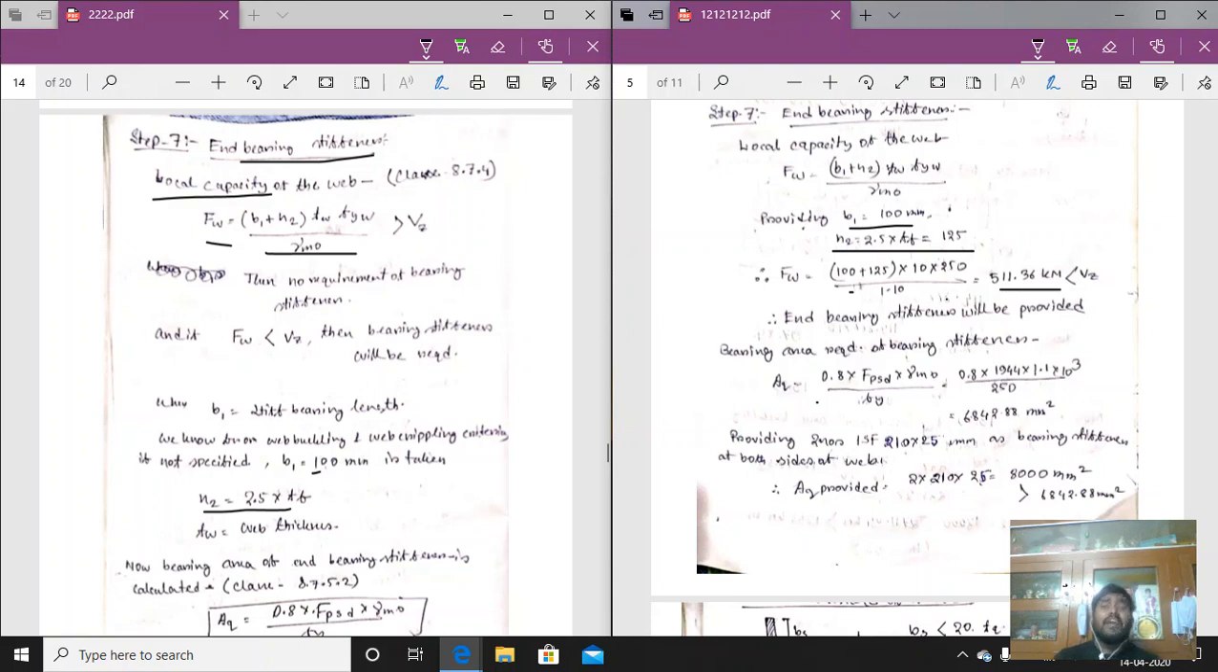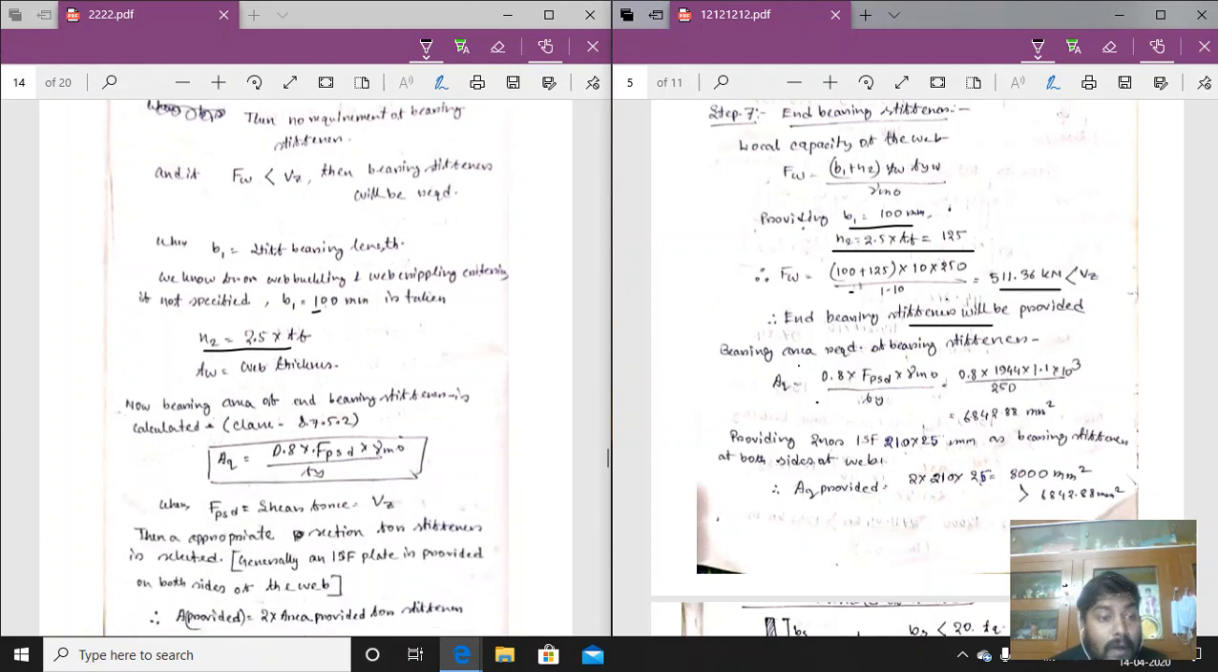plate girder design. The Fw value is always much less than the Vz value. So end bearing stiffeners will be provided. End bearing stiffeners will be provided. Now first we have to calculate the bearing area. How is the bearing area calculated?